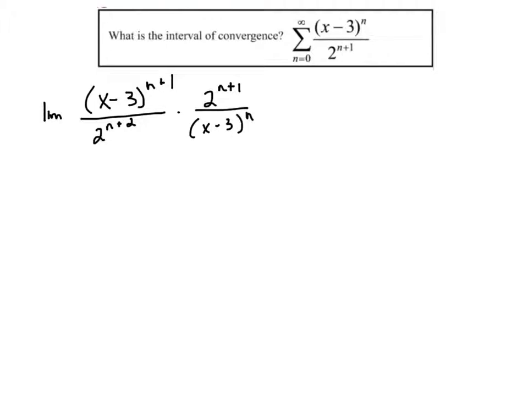So the limit as n approaches infinity has to be less than 1. We do our algebra. So we end up not having any n's left. We just have a 1/2 multiplied by x minus 3. So let me just write that. On top we have an x minus 3. On the bottom we have a 2.